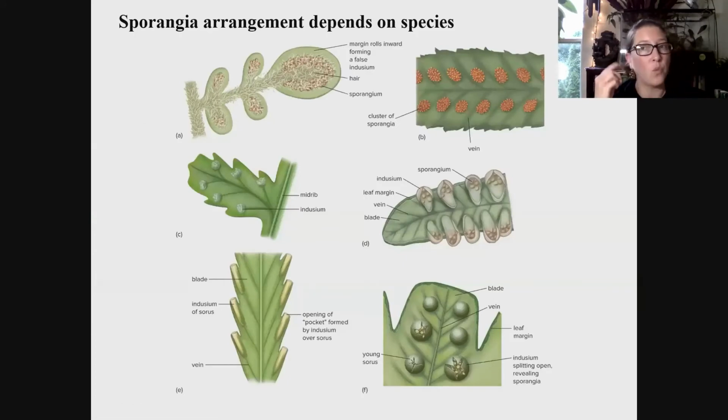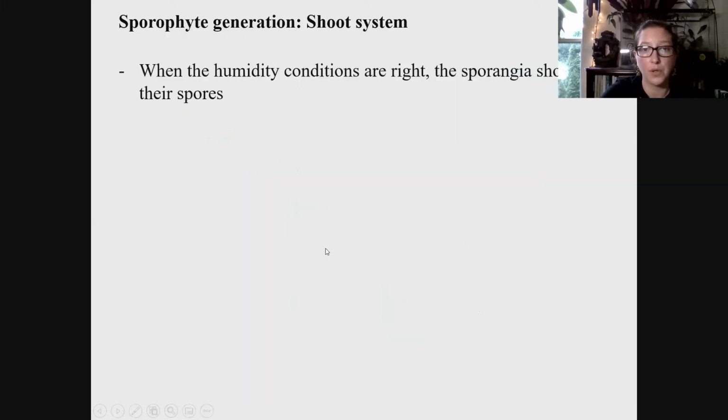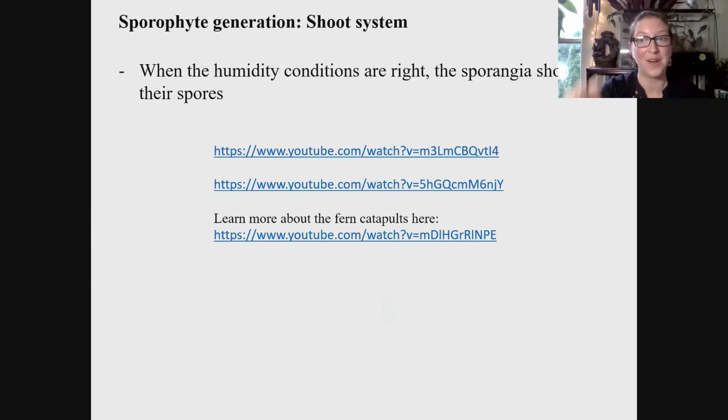And these things, like the color of the indusia, the color of the sporangia, the shape and arrangement of the sori, it really depends on the species. There's a lot of variety. This is a diagram from your book. But when the humidity conditions are right for that species, the sporangia are going to shoot their spores.